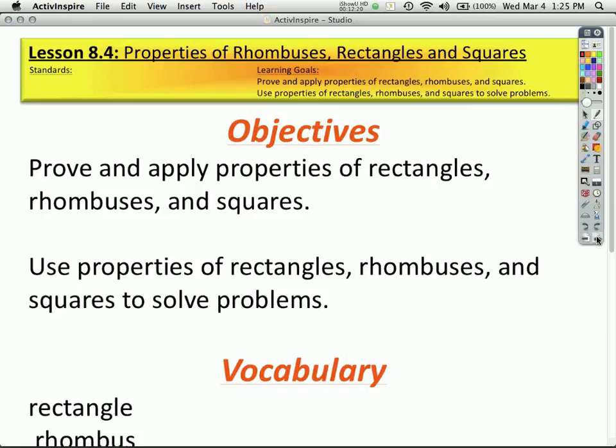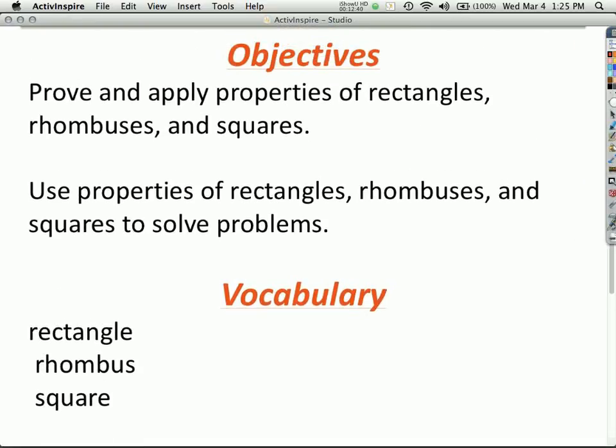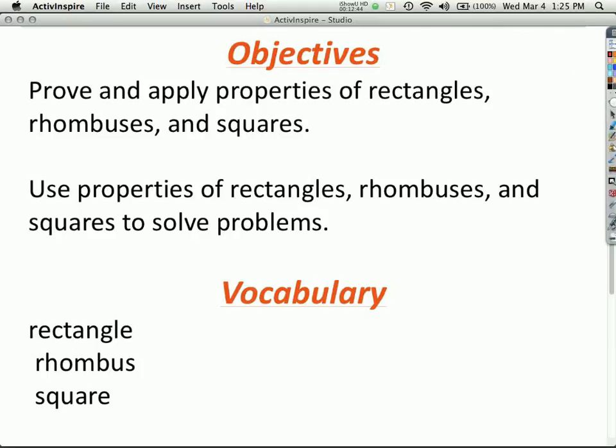Our objectives today are to expand our understanding of quadrilaterals to start including rhombuses, rectangles, and squares. We're going to prove and apply properties of those 3 special quadrilaterals. And we're going to use those properties to solve some problems. So some new vocabulary terms that are going to be thrown around. They're not new, but new in the context of this classroom. Rectangle, rhombus, and square.